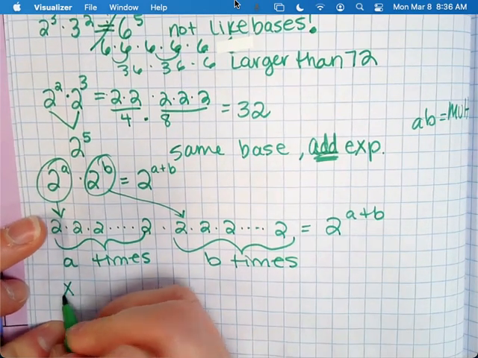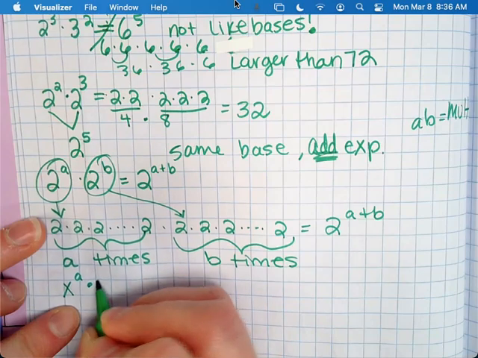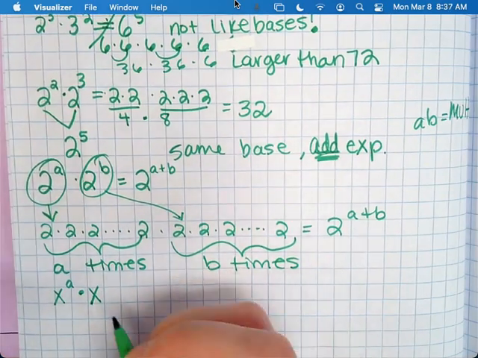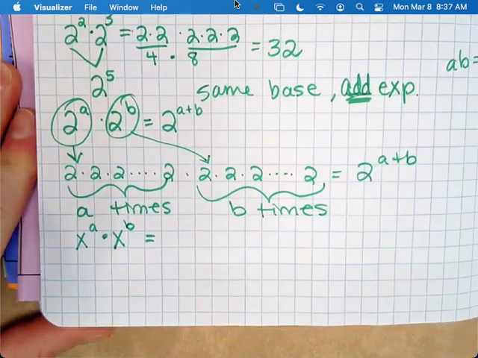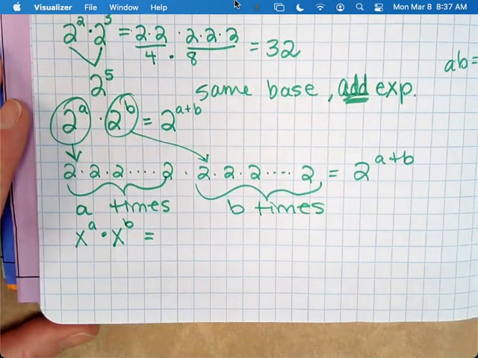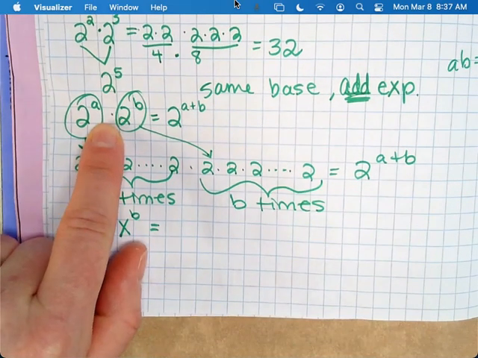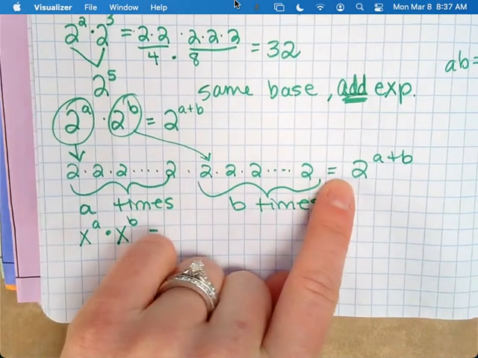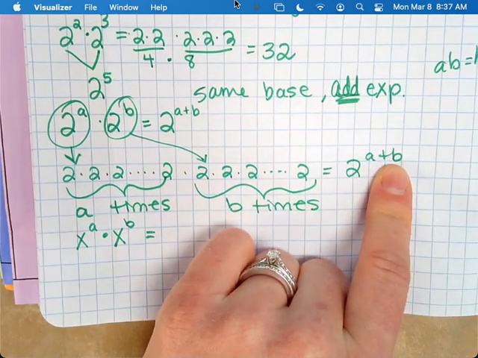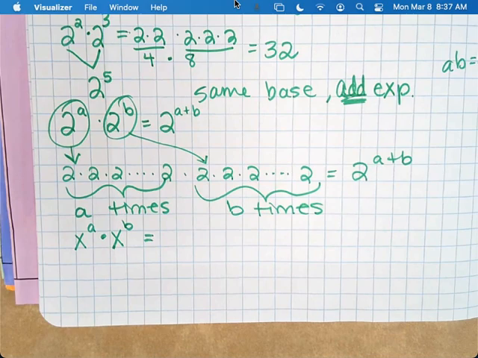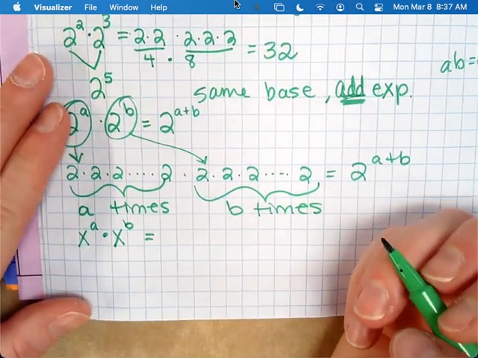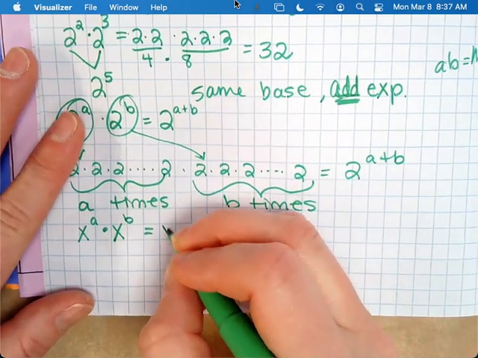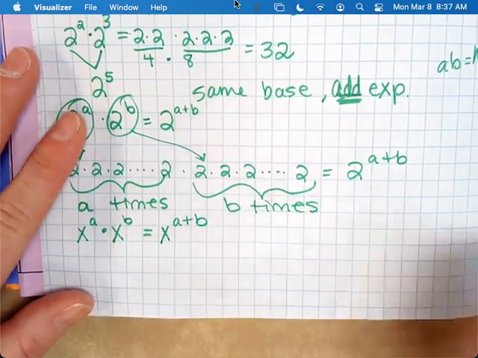So the rule is x to the a times x to the b. How would we write that? Instead of multiplying, once you add it, yes. But we're multiplying here, and we're multiplying these, but we're adding our exponents. Oh, okay. So if I have x to the a times x to the b, what would that be? x to the a plus b. That's right.